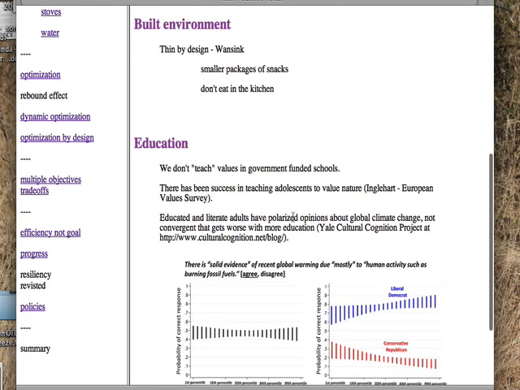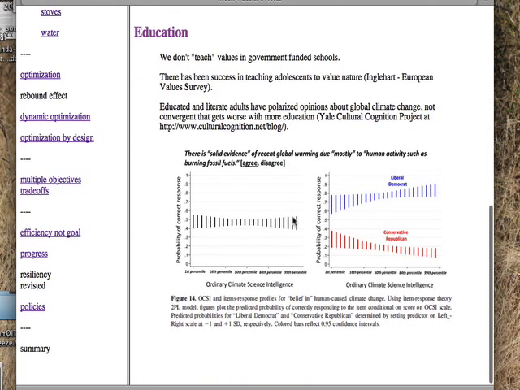And finally, why isn't education more effective? Well, I'm going to give you just 3 points on this, and this could be a huge discussion. But first of all, we don't teach values in government-funded schools. We don't have kindergartners being indoctrinated into sustainability. That's just not part of what we do. Okay, you can imagine that's a huge discussion. We don't need to get into that.